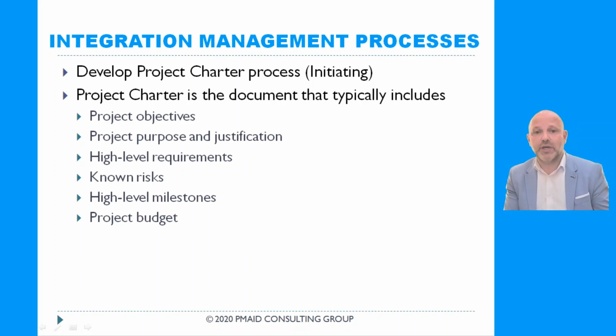As such, project charter includes the following topics: project objectives, what are we going to implement on the project; project purpose and justification, why are we going to do what we are going to do; high-level requirements. We don't know the detailed requirements at this point, but we know high-level requirements and we list them in our project charter. Known risks. There are some risks that we know upfront. Of course, as we go further, we meet with the team, we identify new risks, and we put them in our risk register or risk log. At this point, we only mention the high-level risk.